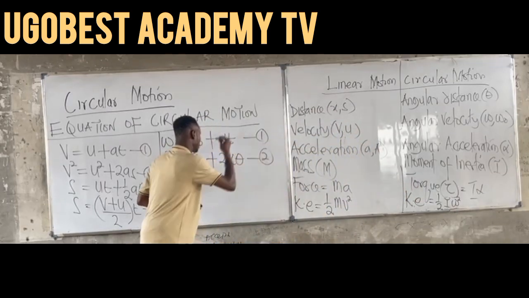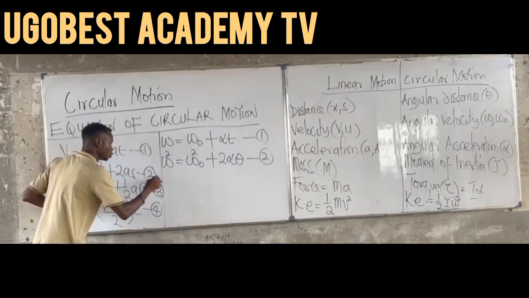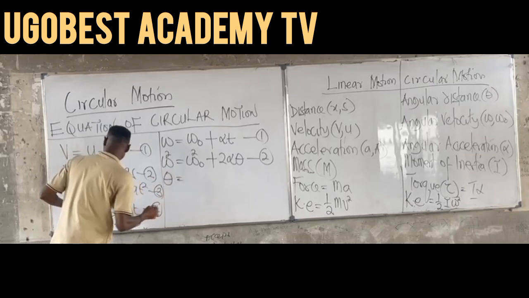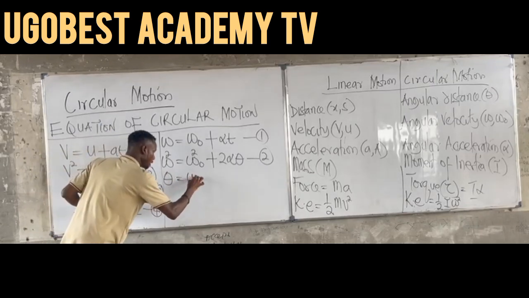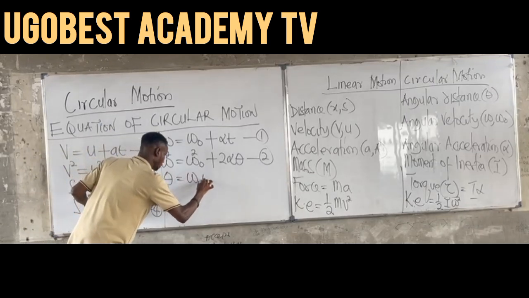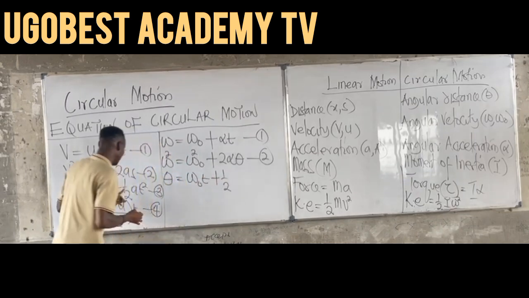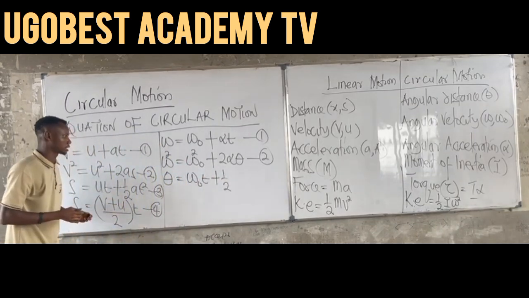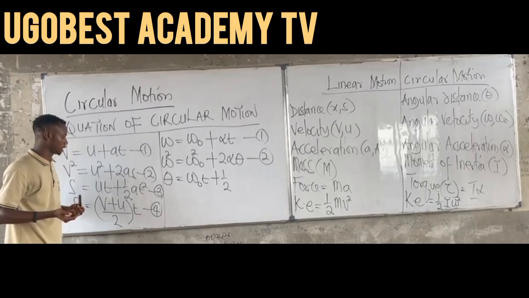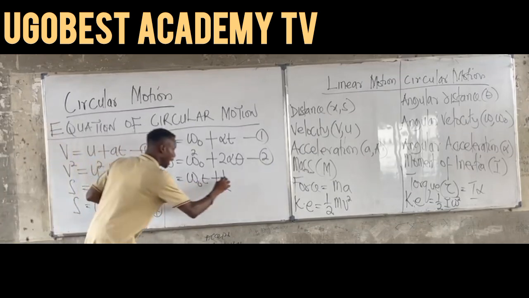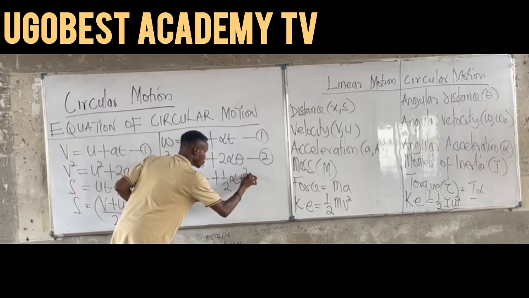So let's go back to equation 3 here. This will be theta is equal to omega naught t plus 1/2 alpha t squared. The 1/2 is a constant. It can never be changed. Please take note.